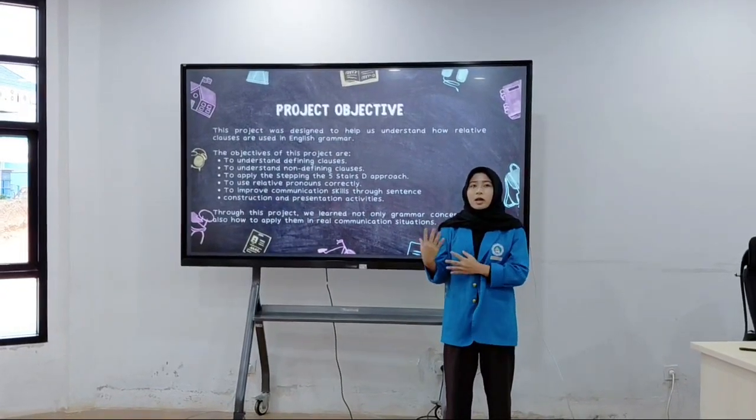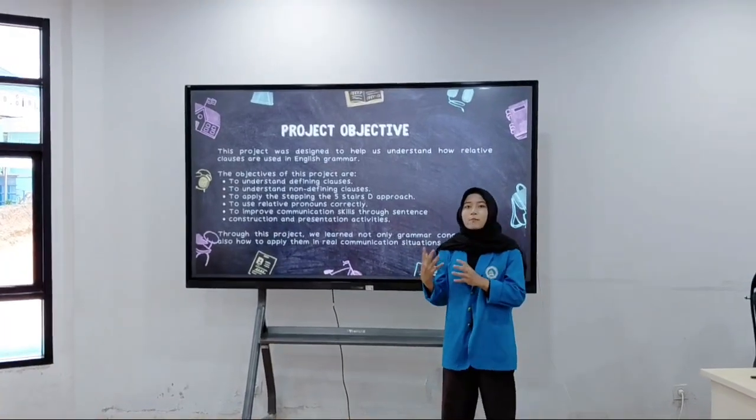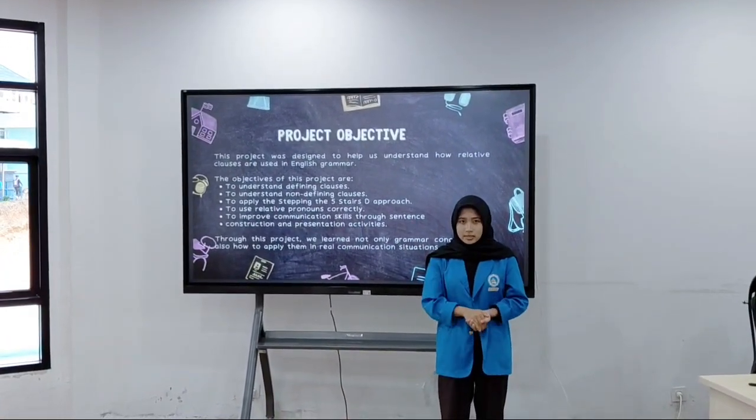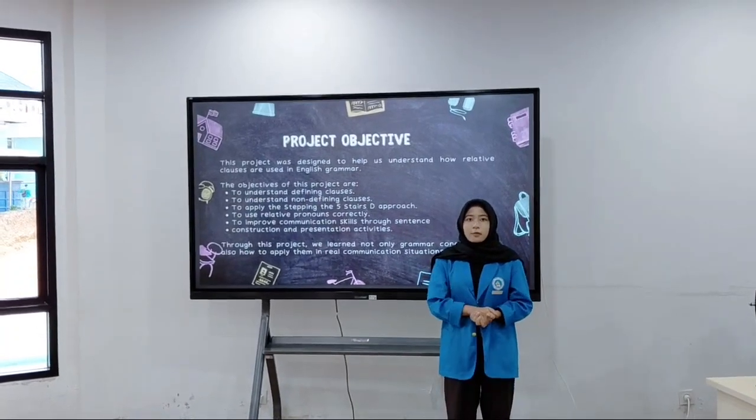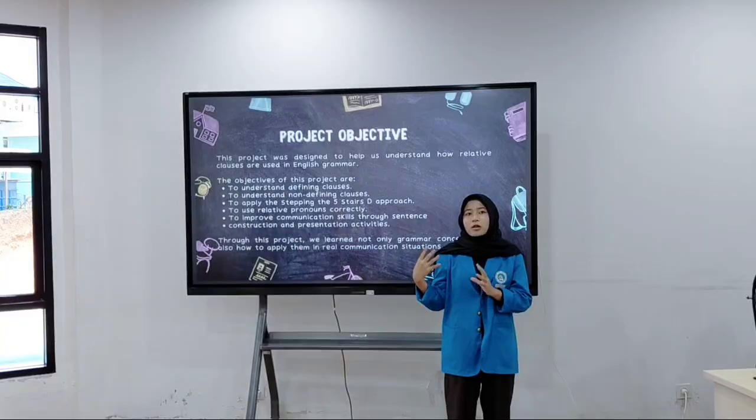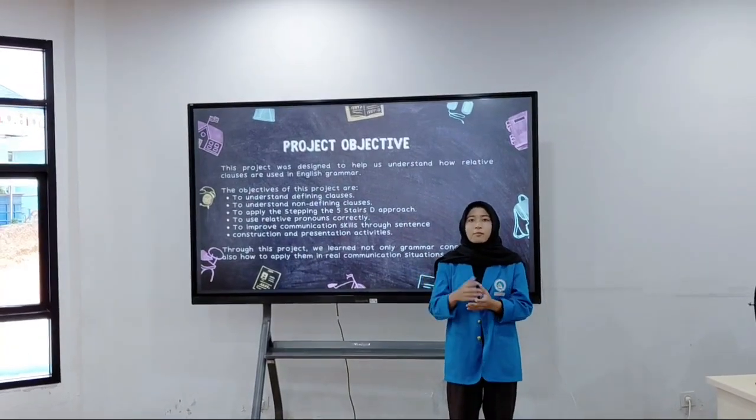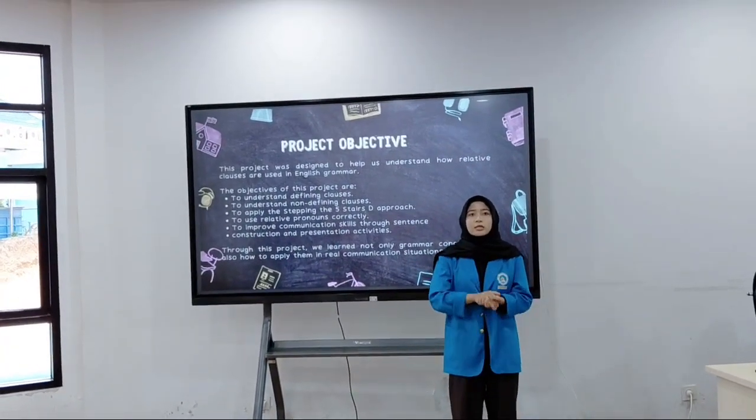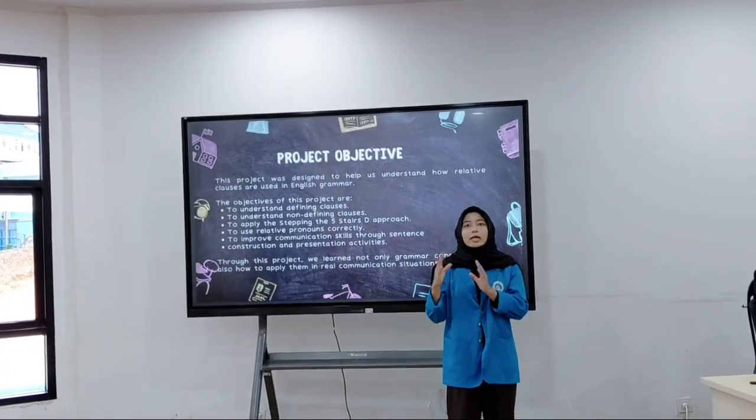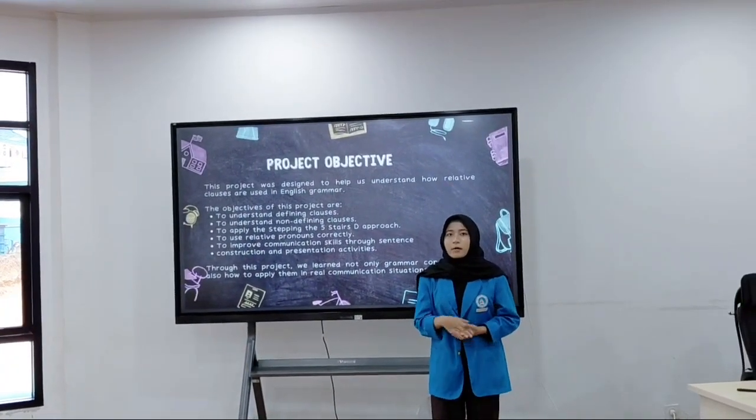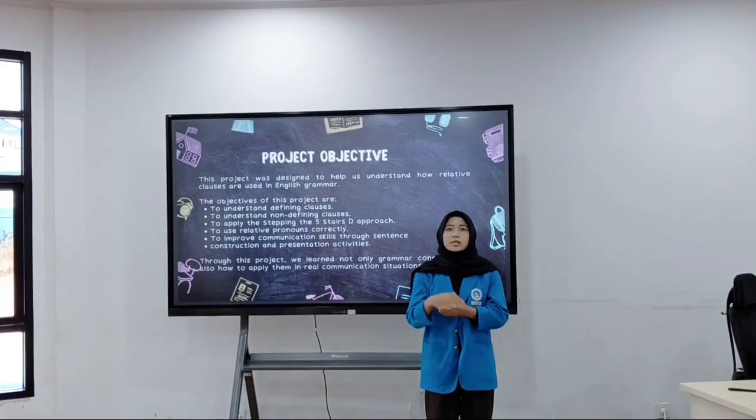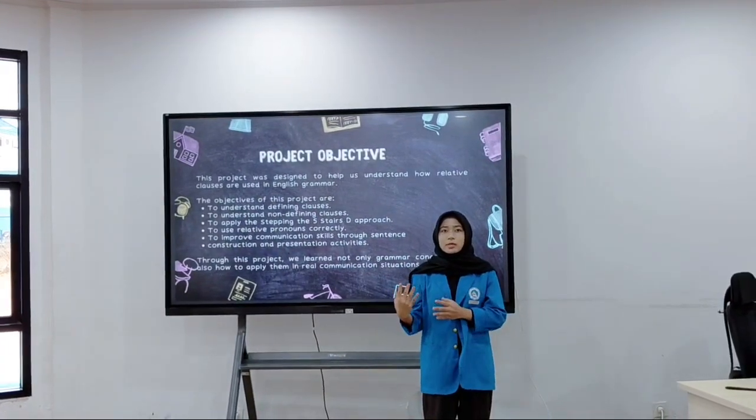By learning defining clauses, we can identify important information that is necessary to understand a sentence. The second objective is to understand non-defining clauses. These clauses provide additional information that makes a sentence more informative. Another objective is to apply the Stepping the 5 Stairs D approach. This approach helps us construct relative clauses step by step in a systematic way.